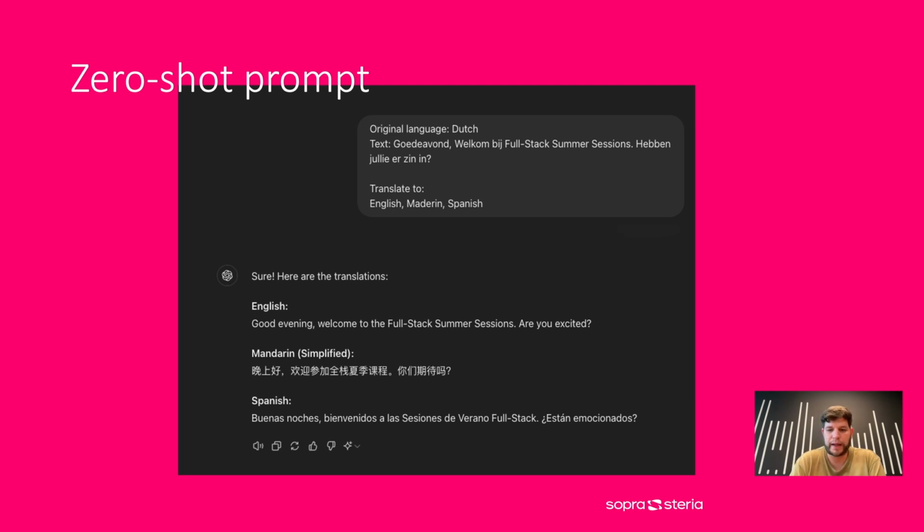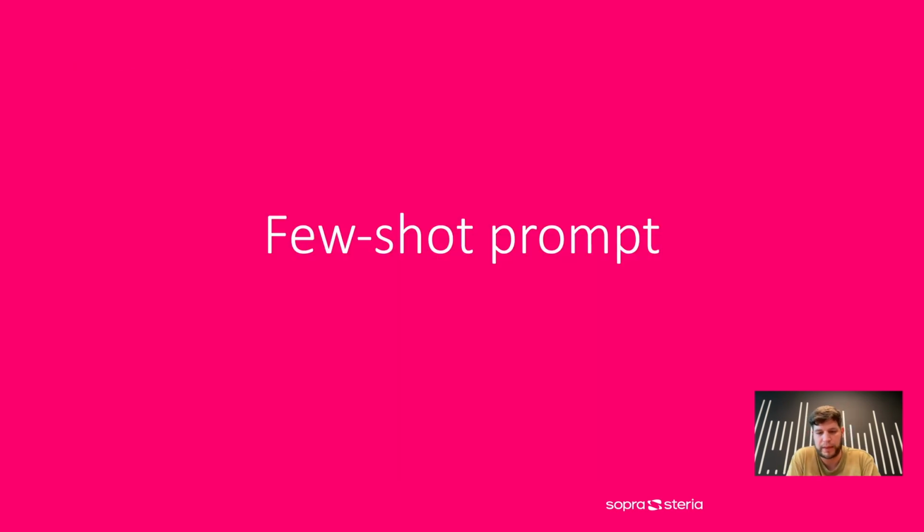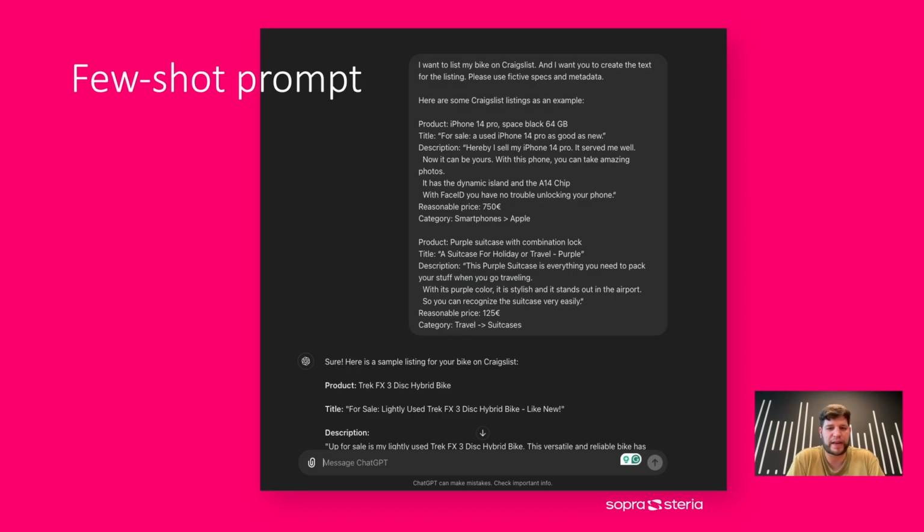But with zero-shot, it also means we have few-shot prompting. And this technique is used when you want to have more control over the output by showing some examples. And here you see I'm asking for a Craigslist ad, and I'm providing the model with 2 examples of good working ads on Craigslist. So the AI has some understanding of how those Craigslist ads work, and then builds on those examples that you have provided.